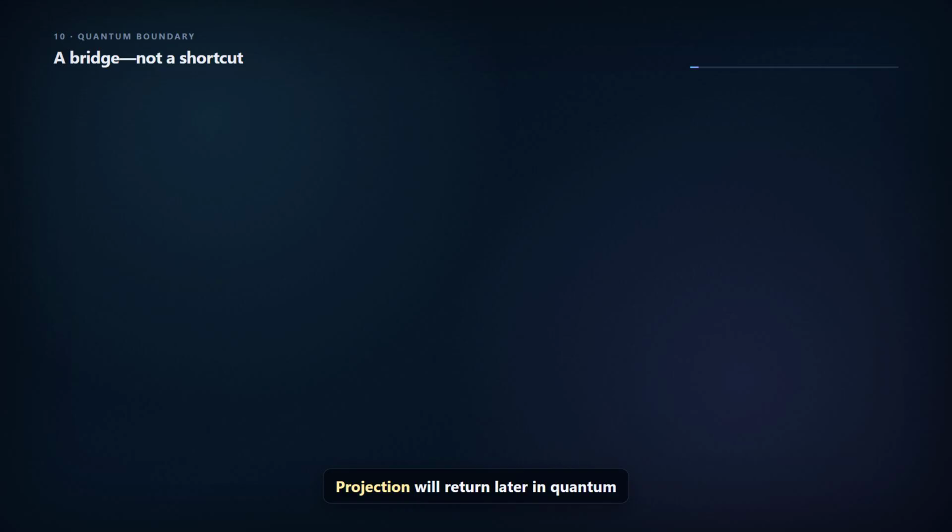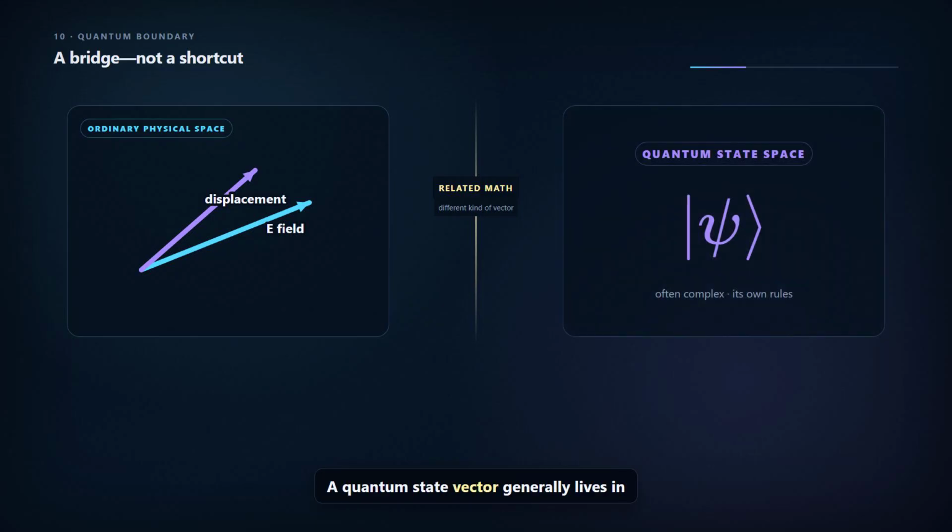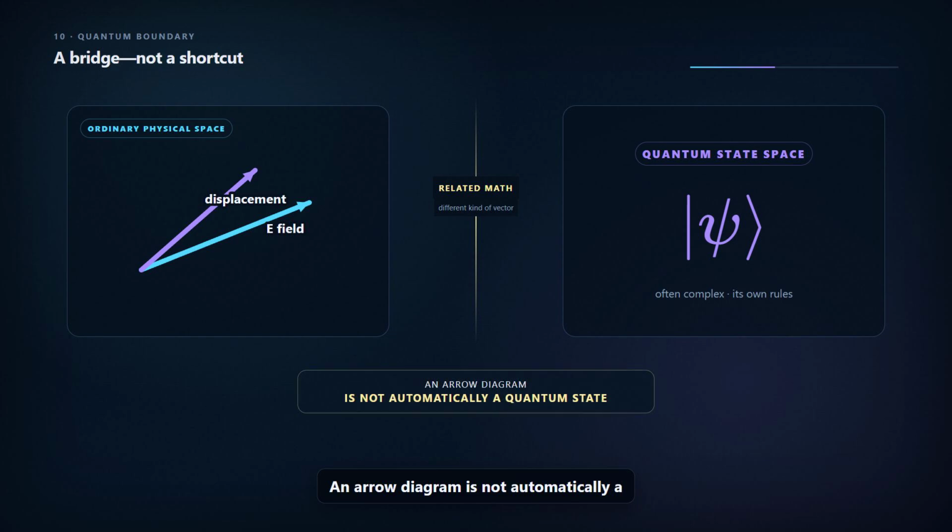Projection will return later in quantum measurement. But we need a careful boundary. Today, displacement and electric field arrows live in ordinary physical space. A quantum state vector generally lives in a different, often complex mathematical space. An arrow diagram is not automatically a quantum state, and measurement needs its own rules. We will build that separately.